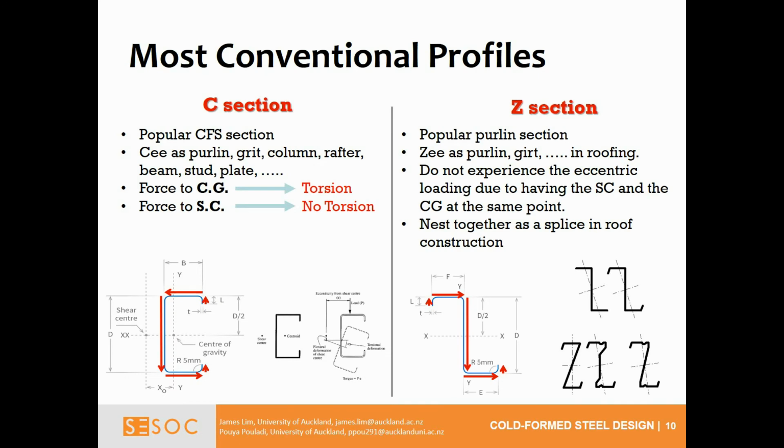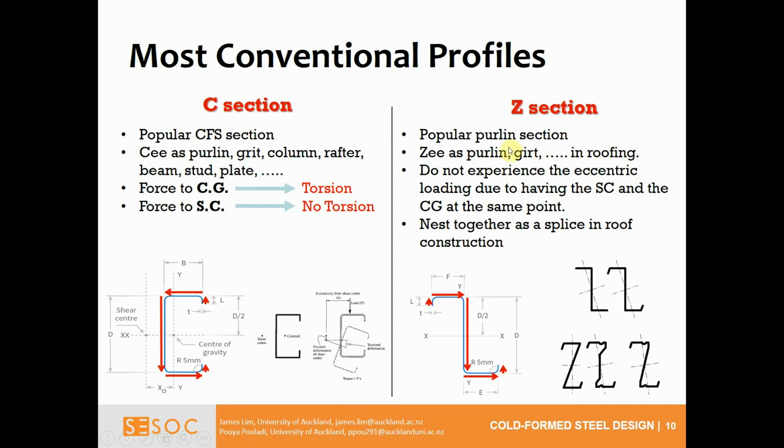The most conventional sections are the C section, which you can see down here. As we know, of course, the shear center of a C section is outside the shape, and the center of gravity is there. So these sections don't really have much resistance to torsion, and you do need to have some pretty clever details to stop the twisting action of the sections.